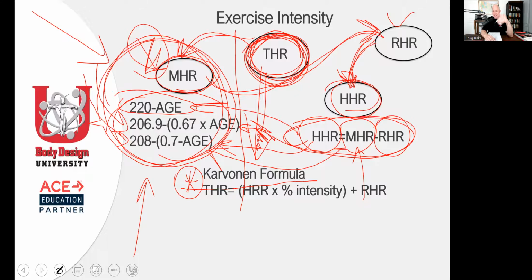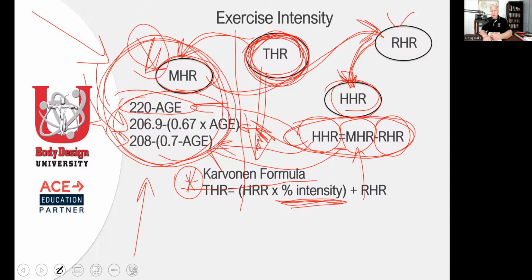So the desired heart rate, the target heart rate, just substitute target heart rate with desired heart rate. That's the heart rate I want. I want to be training at this heart rate because of the intensity that I said I wanted to train at. I want to train at 60% intensity. I want to train at 70% intensity. Well, what does that mean?